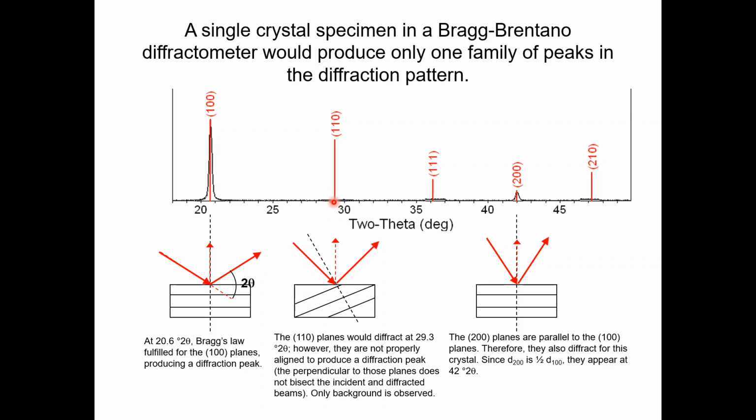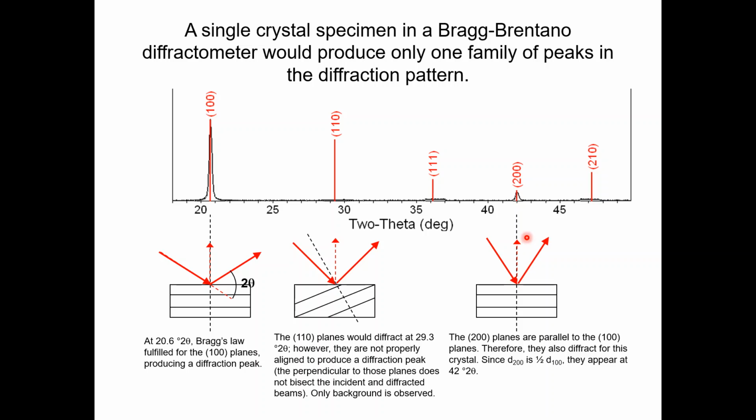The peak position is different from the one that we have from the 100 plane. And here is the reason: the perpendicular to those planes does not bisect the incident and the diffracted beam. So only background is observed. We only observe the background.